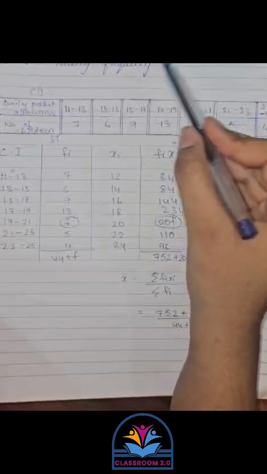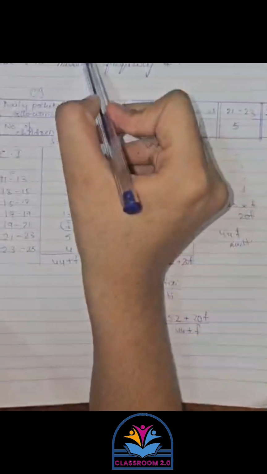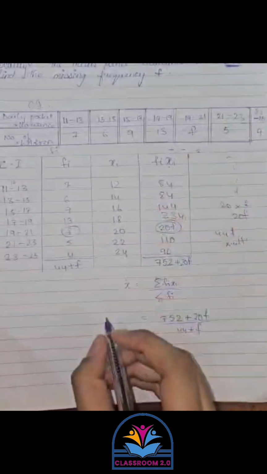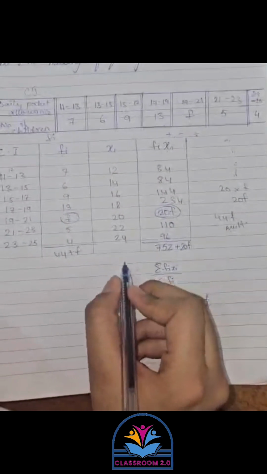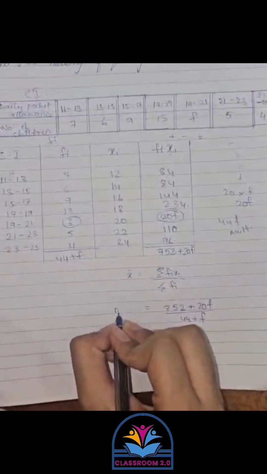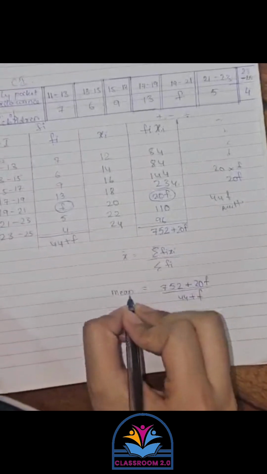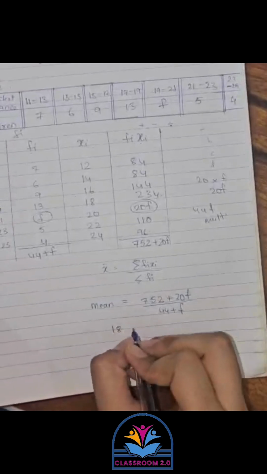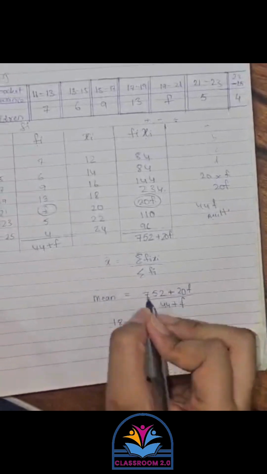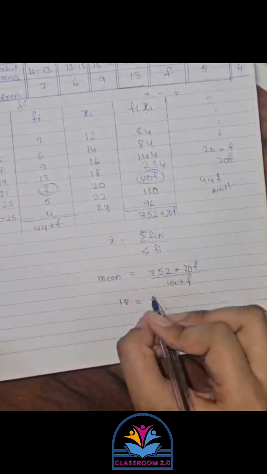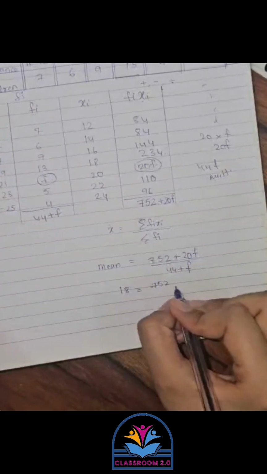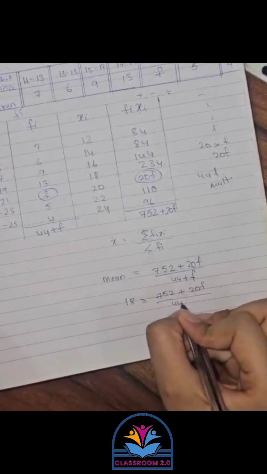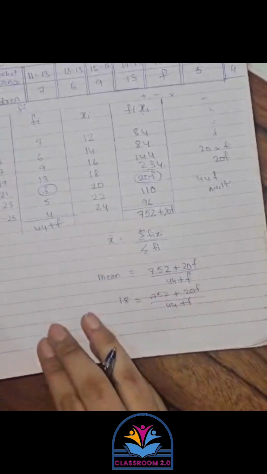Here one more thing. It was saying that our mean pocket allowance, mean is given in the question. What is our mean here? Our mean is 18. This x bar means mean. So I am writing mean here, that is 18, equals 752 plus 20f by 44 plus f.